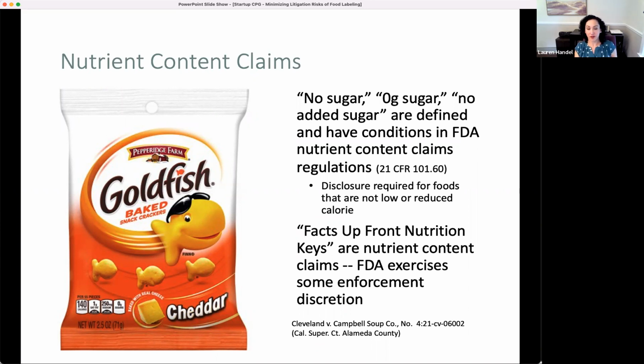In this case, I thought it was interesting because with Goldfish crackers, it's not really a claim per se, but they use the facts up front labeling. So the keys, which are part of the Grocery Manufacturers Association facts up front labeling, include 0 grams sugar. And those actually are nutrient content claims under FDA's regulations. And for the most part, FDA doesn't apply its nutrient content claim rules to the facts up front labeling. But the 0 gram sugar is an example where FDA's rules still do apply. And so the disclosure, if it's not a low calorie food, still needs to be made.